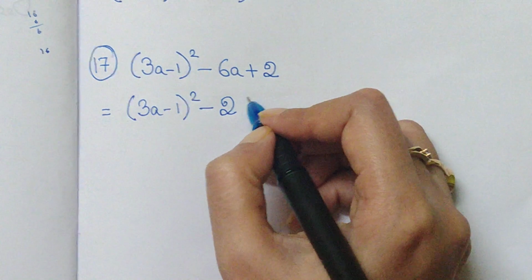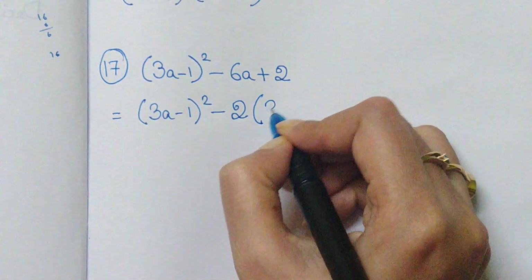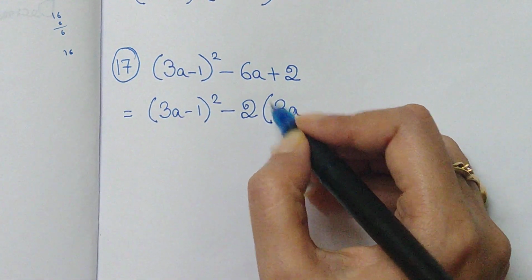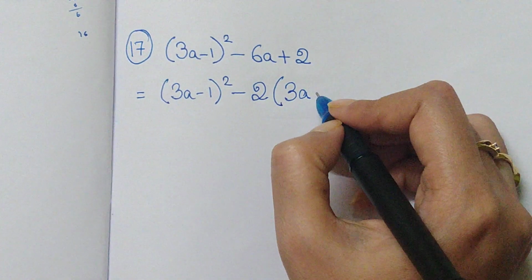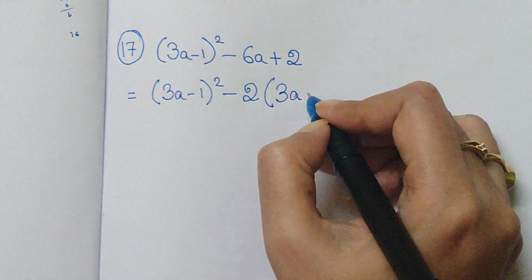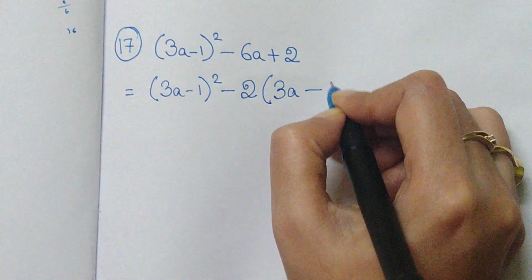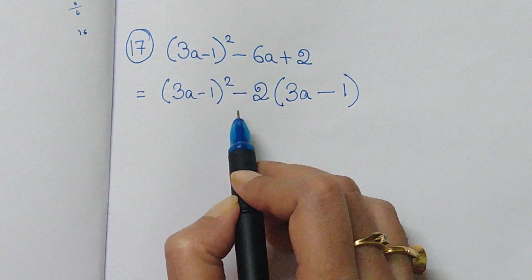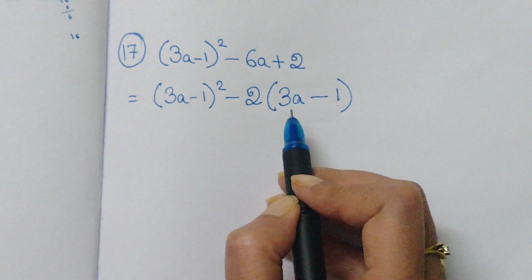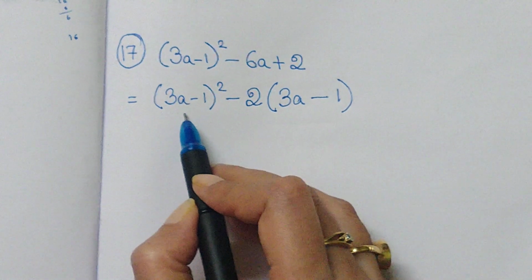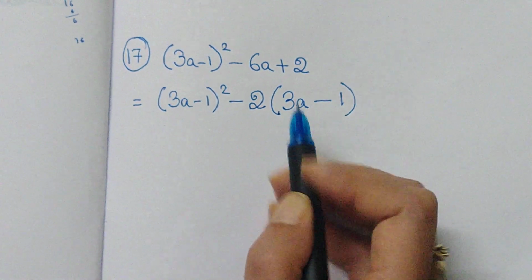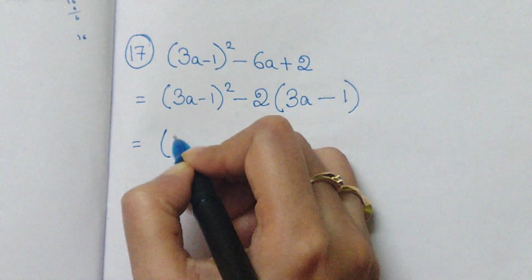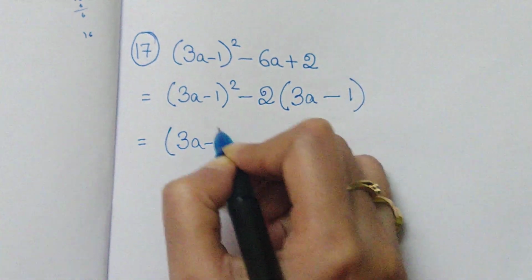Minus 2 if I will take common, then I will be getting 3a from here, and plus sign will be there because minus sign is here, and plus minus will give you minus. Again minus sign, minus 1. So you can see why I have taken minus 2 as common, so that I can build up the common factor. Over here also 3a minus 1, over here also 3a minus 1. So I can take 3a minus 1 as common.